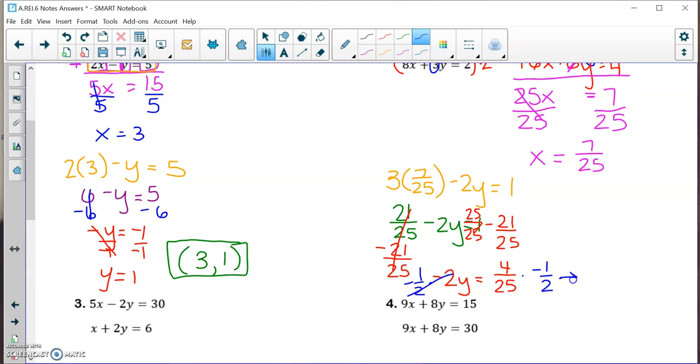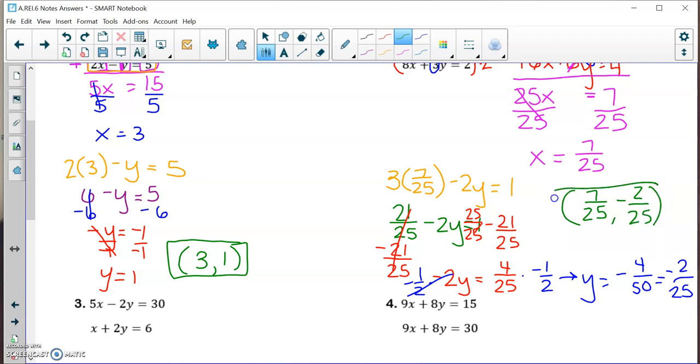So I wind up with y being equal to a -4/50, which can be reduced because 4 and 50 are both divisible by 2. I get a -2/25. So my x value was 7/25. My y value was -2/25. This is my answer.